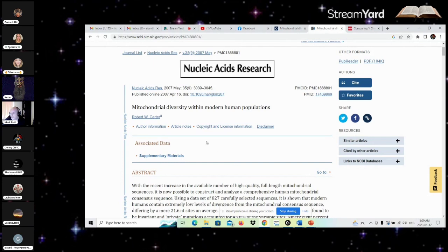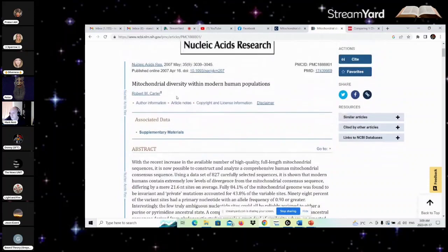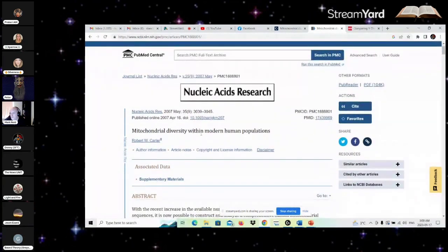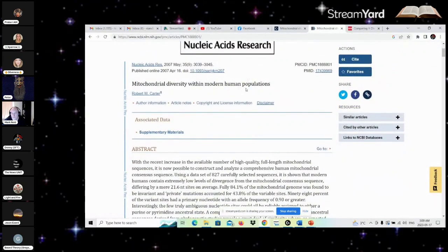Okay, so one of the many papers that I cite in my books, in my debates, in my presentations, is from young Earth creationist Dr. Rob Carter, trained geneticist with a PhD in marine biology. This is in the secular literature, mitochondrial diversity within modern human populations. They've actually discovered Eve in our genetics. They have her consensus sequence.